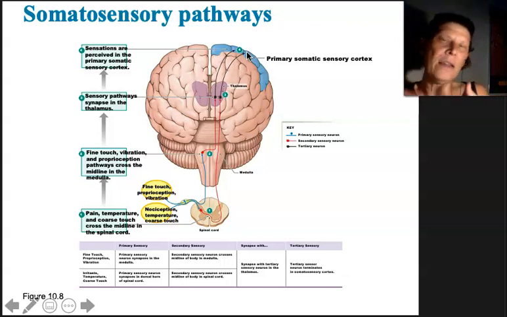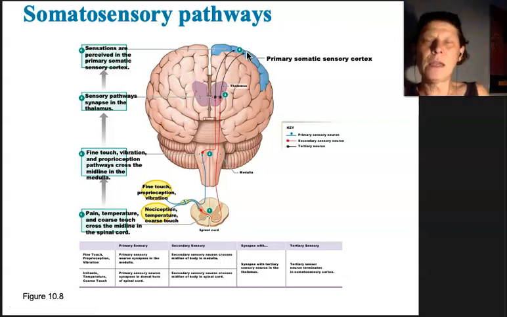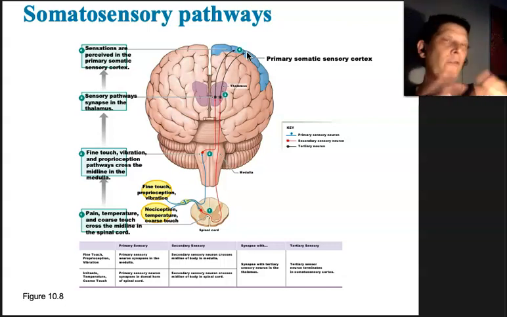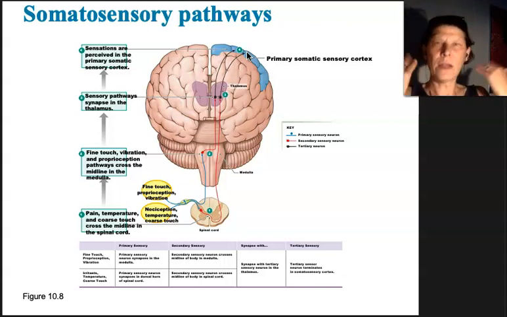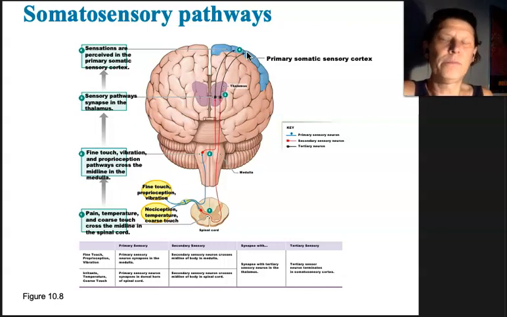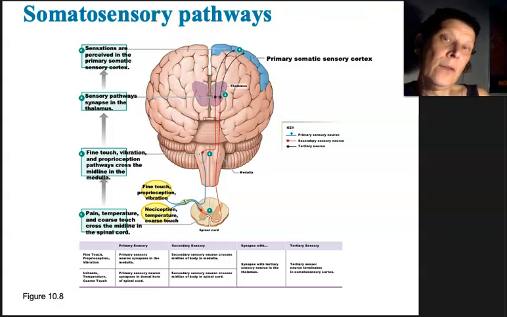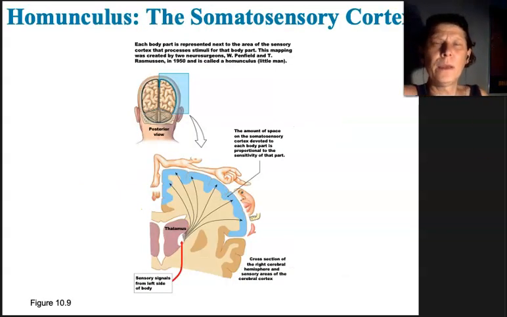I just want you to understand that there's 3 neurons in place, and that at one point or another, there has to be the crossing, decussation occurring. And it can happen on the spinal cord level, and that's usually with pain and temperature. And for most other sensory, that happens in the medulla oblongata. This is figure 10.8 that tries to illustrate that pathway, that afferent pathway.